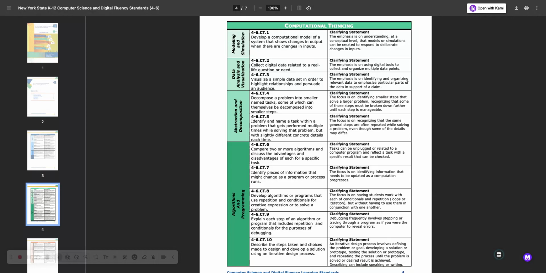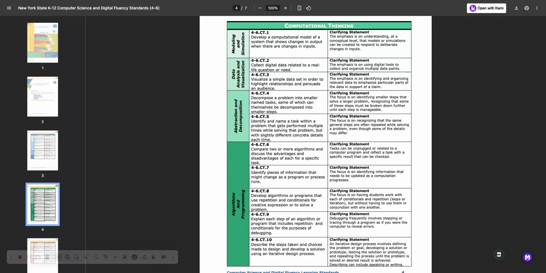Under data analysis and visualization, there are 2 standards. Here, the students are going to collect data and then visualize that data. So this could be doing surveys and having the students create the charts and talk about how data supports a claim that they may have. Maybe they're doing a persuasive essay and they've collected some data and they're going to share it. That's your data analysis and visualization area.